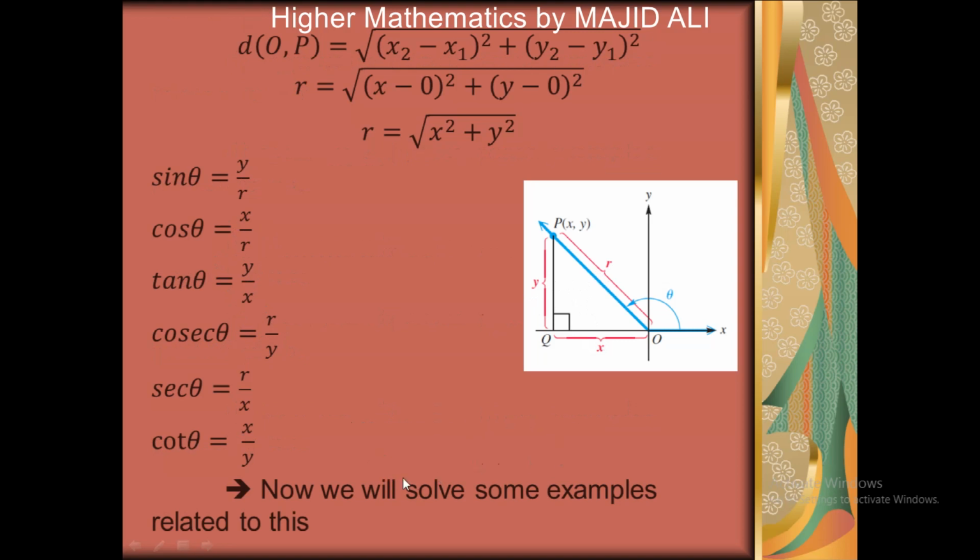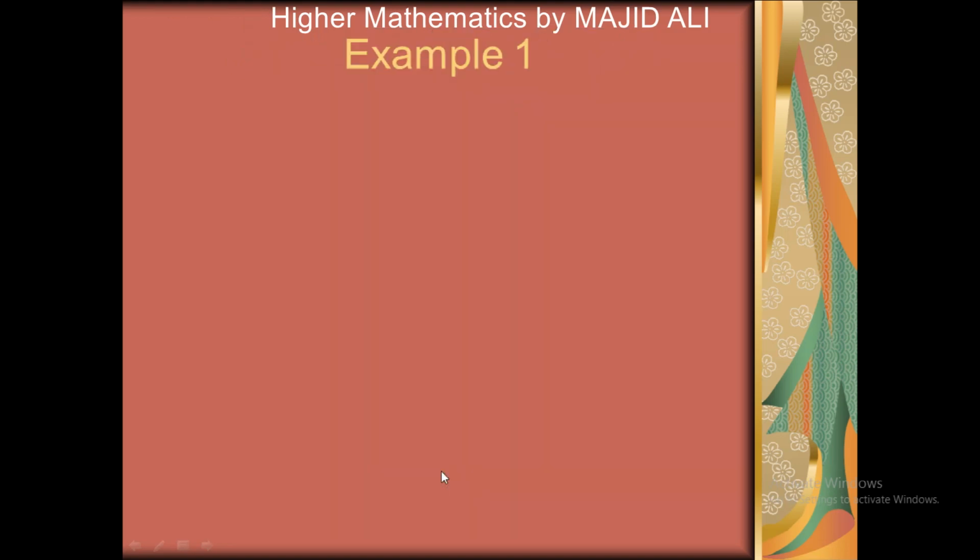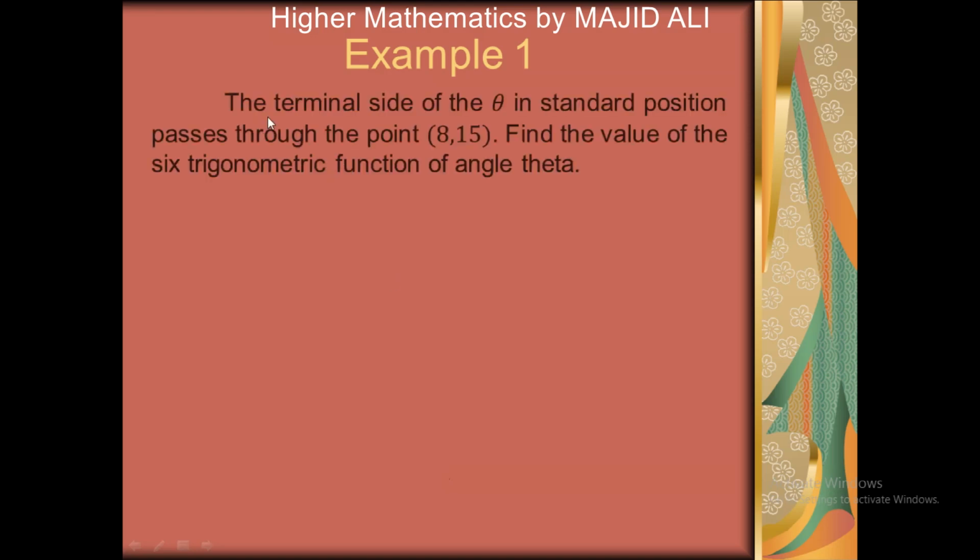Now we will solve some examples related to this topic. Here is example 1. The terminal side of an angle theta in standard position passes through the point (8, 15). Find the values of the six trigonometric functions. First of all, the point that we saw in the previous slide, point P, has coordinates (8, 15), where 8 is the value of x and 15 is the value of y. So we compare both values: 8 is equal to x and 15 is equal to y.